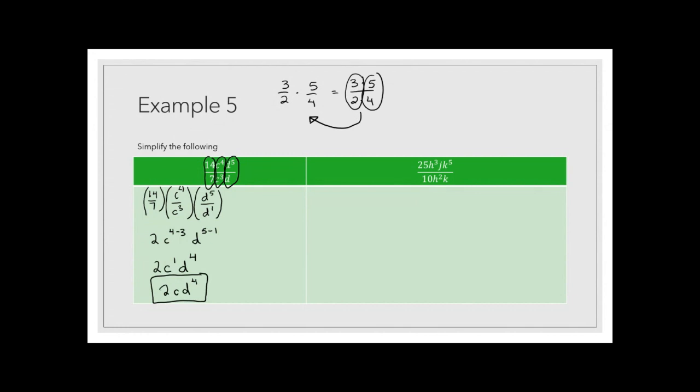So I took something that was a single fraction. I separated each part out based off of the things that are similar, and then simplified each thing separately. And that's how you get your final answer there.